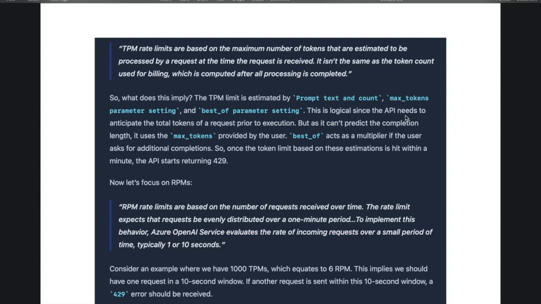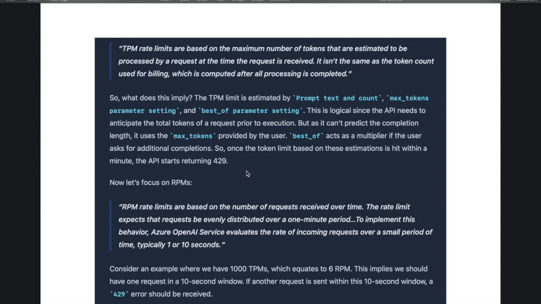This is logical, since the API needs to anticipate the total tokens of a request prior to execution, but as it can't predict the completion length, it uses the max tokens parameter provided by the user. The best of parameter acts as a multiplier if the user asks for additional completions. So once the token limit based on those estimations is hit within a minute, the API starts returning 429.